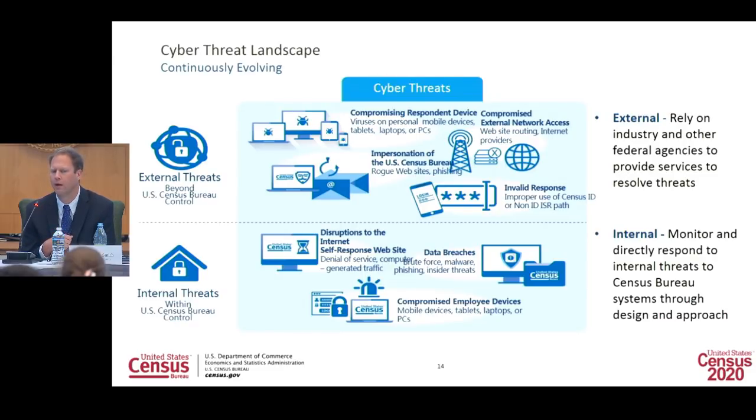The other piece is compromising employee devices. So the government furnished equipment, our laptops, our desktops, as well as the devices we're giving enumerators and employees in the field. There are things that those could be compromised by. And so this is the general layout, from a respondent's view from the top, of how they would come into the census, and compromising employee devices is how we're gathering data on the back end. That just generally describes the seven threat areas. The next slide is going to be me describing what we're doing at each one.